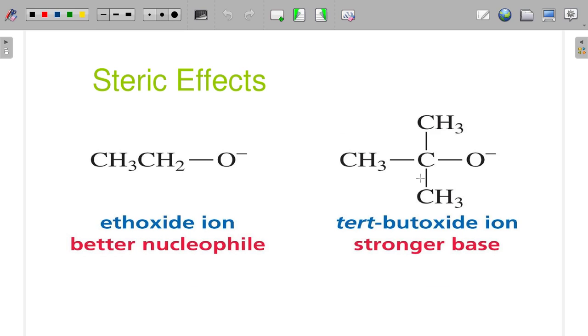So remember how we needed to do that backside attack? Well, if I have this big, huge thing coming in here to try to do the backside attack of an alkyl halide, let's even think about a tertiary one, this thing is so big, it's going to be having a difficult time getting in there. So even though it's a strong base, its steric properties forbid it from doing a backside attack very easily.